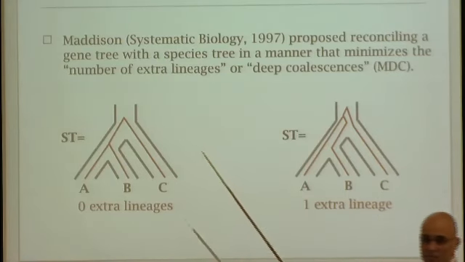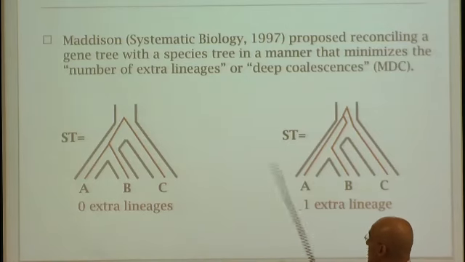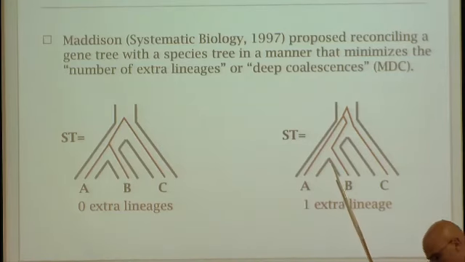Now that's the probabilistic setting, but we can use the notion of valid coalescent histories also to define a parsimonious way for reconciling the gene trees. So in particular, Wayne Maddison in 1997 proposed a criterion for reconciling gene trees that he called minimizing deep coalescences, or minimizing the number of extra lineages. So what is the number of extra lineages?